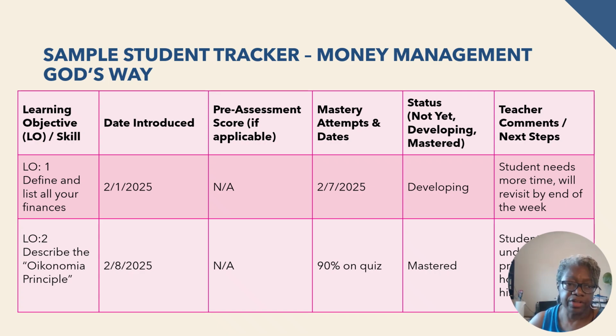So here's an example of what a student tracker could look like. First we're going to have the learning objective or the skill we want our student to master. We're going to show the date that it was introduced. If we have any kind of pre-assessment, we're going to include the pre-assessment. We're also going to look at their attempts to master the objective. And then we're going to give a status. Are they developing? Are they not there yet? Or have they actually mastered the information? And then we can make comments. So you can see I have two examples here of a tracker.